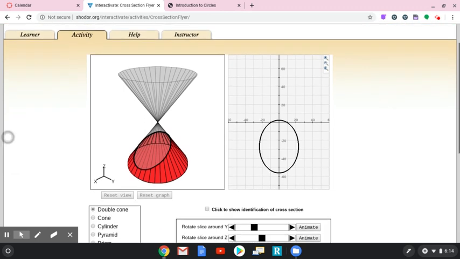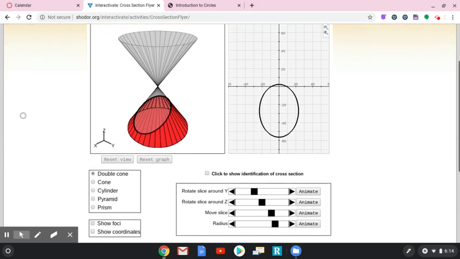Now, I have just another visual. Over here, this is our two-dimensional plane, and that plane is cutting through my double napped cone. In this case, on the double napped cone, you see the ellipse. And also on my two-dimensional X and Y coordinate plane, you see that ellipse.